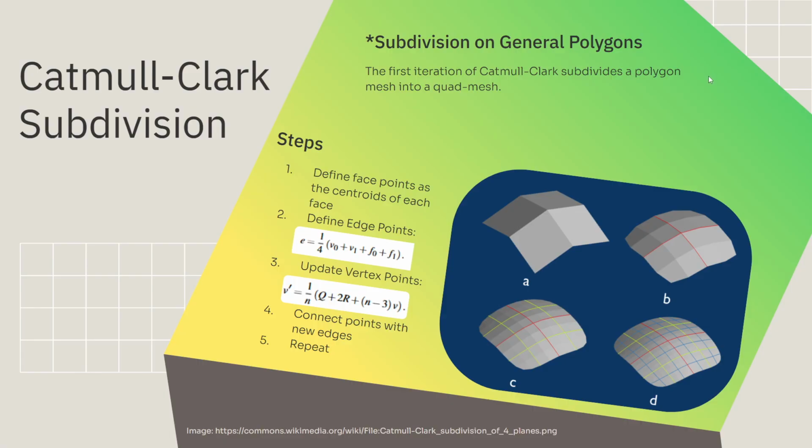As you remember, Catmull-Clark Subdivision takes polygons and breaks a whole mesh into a mesh of quads. So you define centroids of each face, then you define edge points, which are an average between the two vertices of the edge and the two faces of that edge. Then you update vertex points using all of the vertices in the surrounding faces. And then you connect points with the new edges, and you just repeat that process until it's smooth.